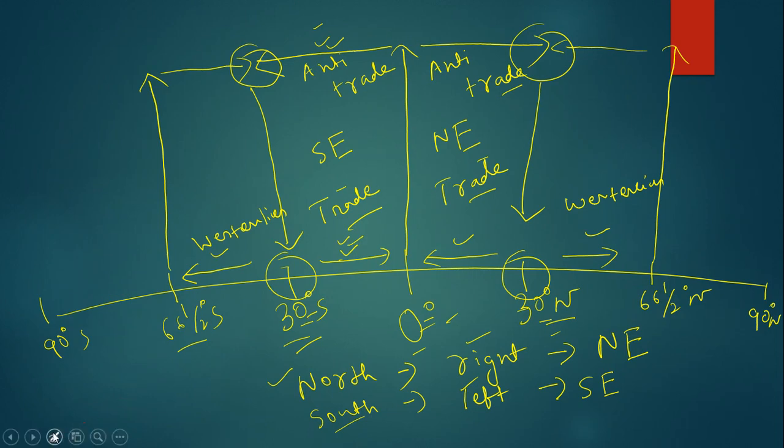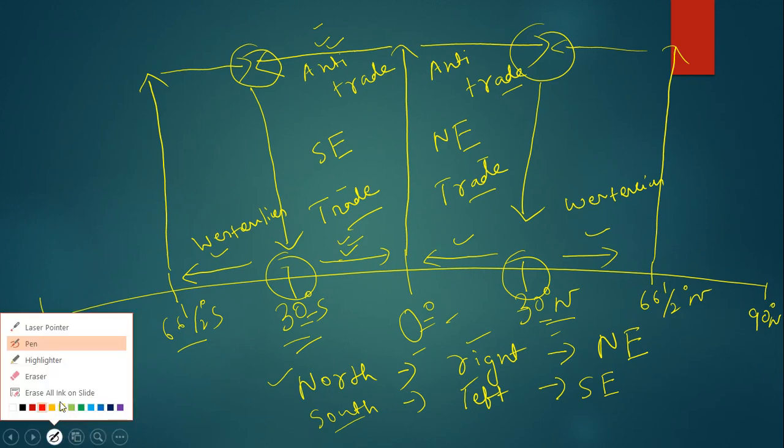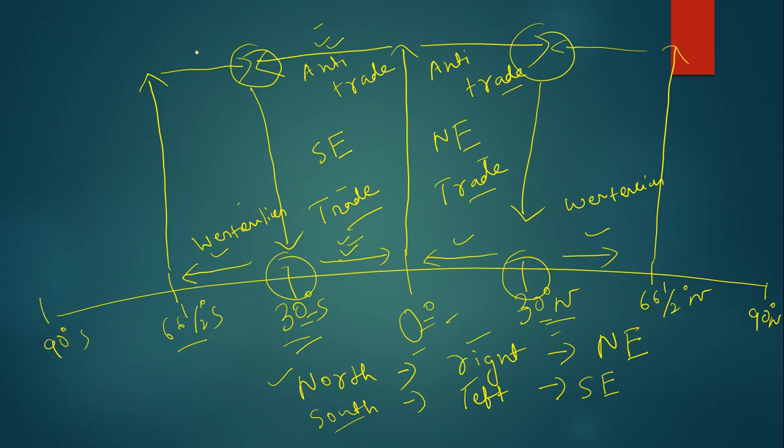So if this wind is known as the westerly wind, then automatically the wind which is opposite in direction to the westerly wind will be known as the anti-westerlies.